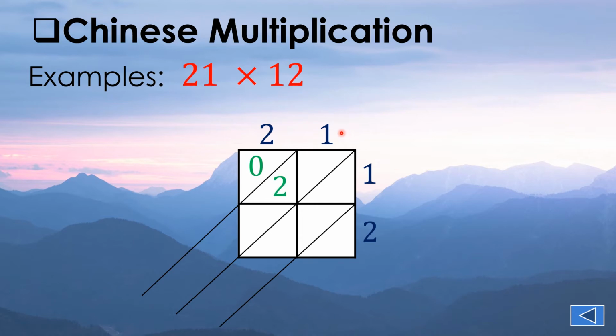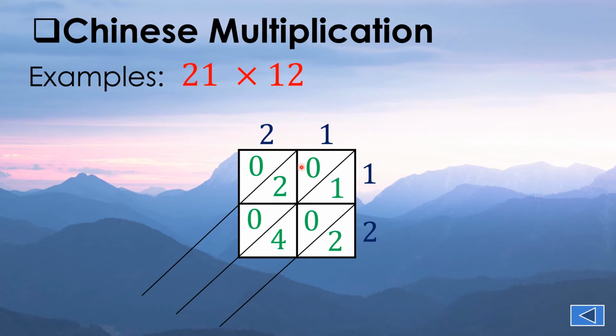Next is 1 times 1. 1 times 1 is 1, so 0, 1. Next is 2 times 2, so dito natin ilalagay yung sagot. Kailangan tapat siya ng 2 at 2 din dito sa kanan. So 2 times 2 is 0, 4. And then next, 1 times 2, dito natin ilalagay yung sagot. So that is 0, 2. Okay, kumpleto na ang ating squares.